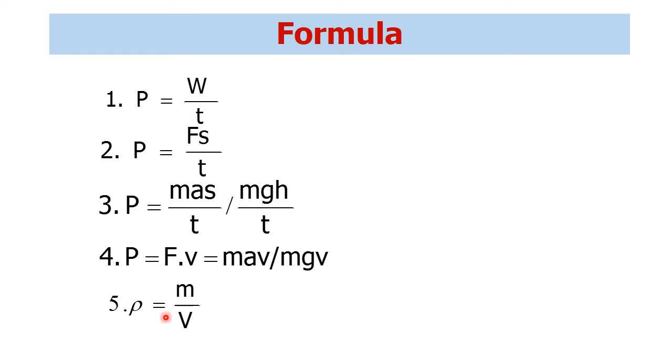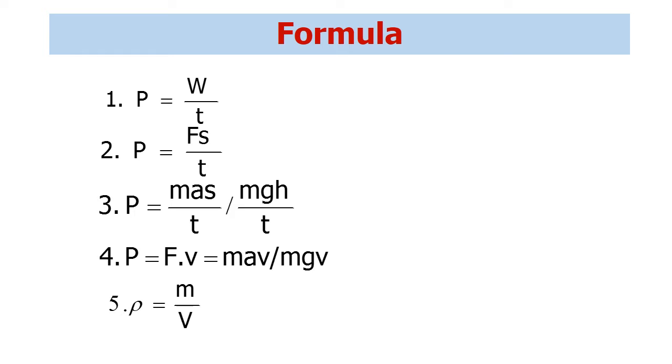There is another formula, rho equal to m by v. This formula is used to calculate the mass of water in a deep well. When you are asked to calculate the amount of work done to empty the deep well, you have to know the mass. When the mass is not given, in that situation we will use the formula rho equal to m by v. In this formula, rho is the density, m is the mass, v is the volume, and we know the density of pure water is 1000.